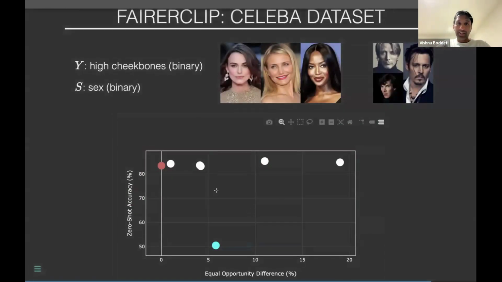We also evaluated this on other data sets. This is on the CelebA. Again, top left corner is the best solution. So you can see the solution that we have is on this top left corner. The other solutions are these gray dots. They have high accuracy on the y-axis, but they have a lot of unfairness. On the x-axis, they have a big spread. They have a lot of unfairness or bias.